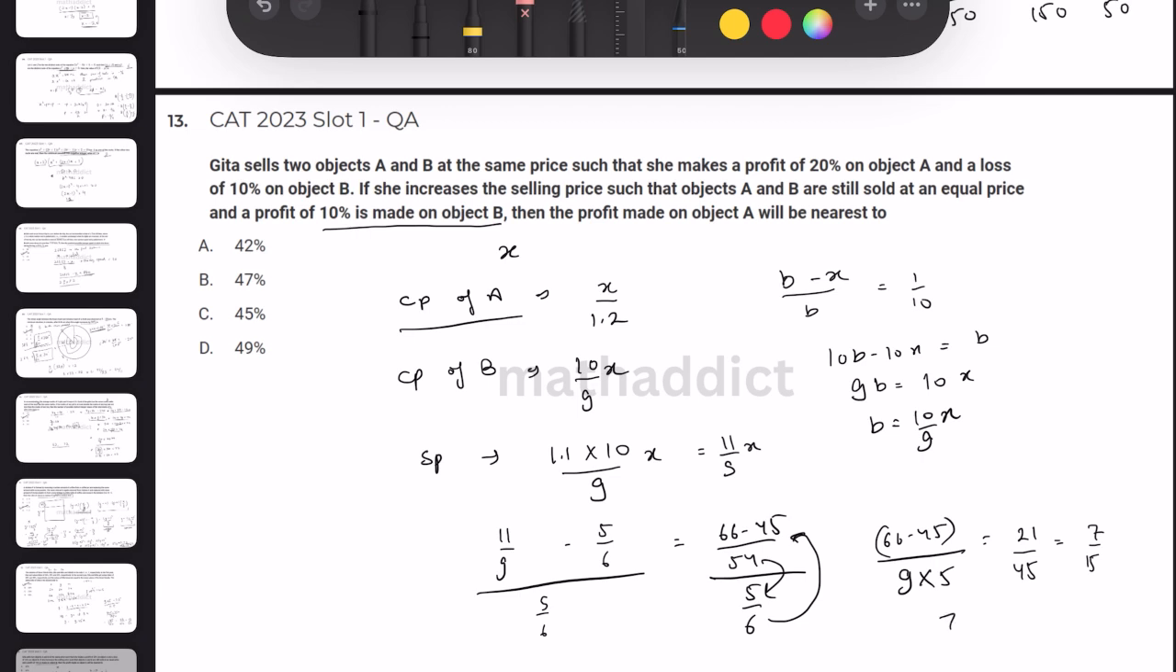So in percentage terms, it would be 7 by 15 times 100, which is 140 by 3, which is 47%. The answer is B.